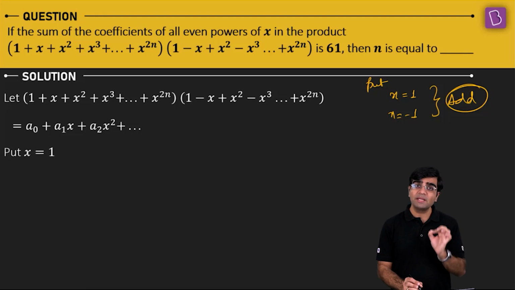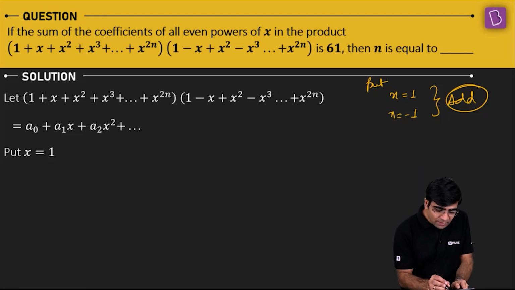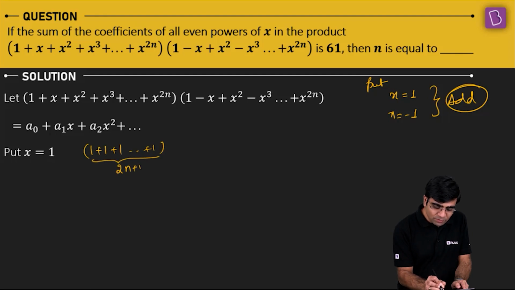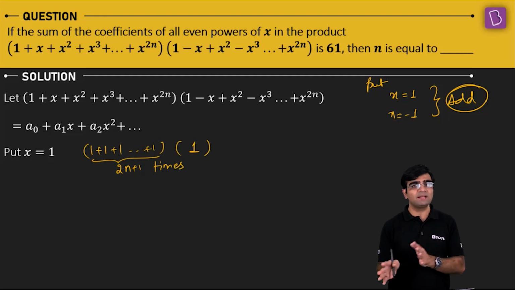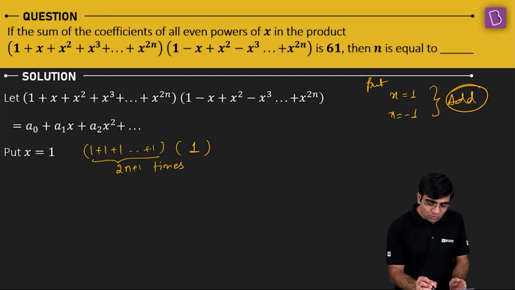So I'll be quickly putting x equal to 1. The moment I put x equal to 1, what do I get? See, the LHS will give me 1 plus 1 plus 1, how many times? 2n plus 1 times. The other bracket is simply 1, because the other things will get cancelled and it will eventually become 1. So that is equal to a0 plus a1 plus a2 plus a3 and so on.